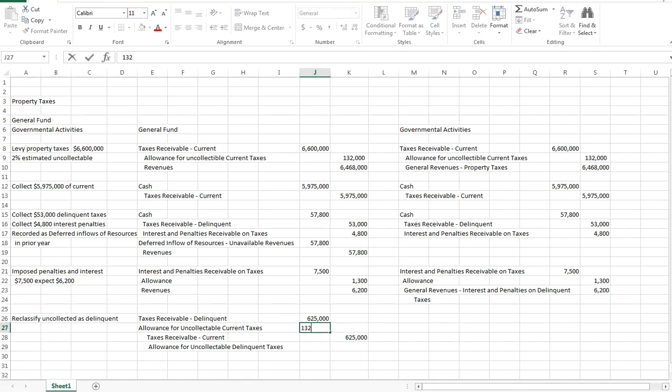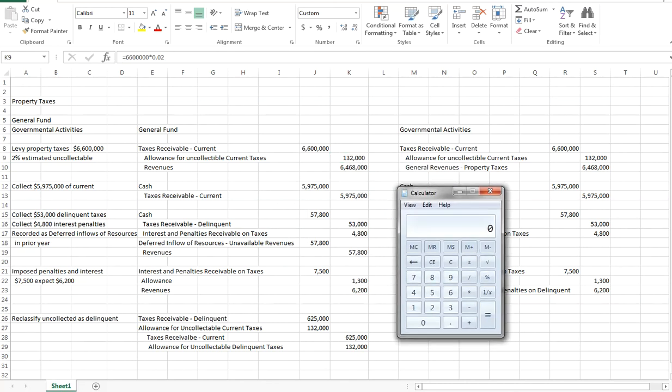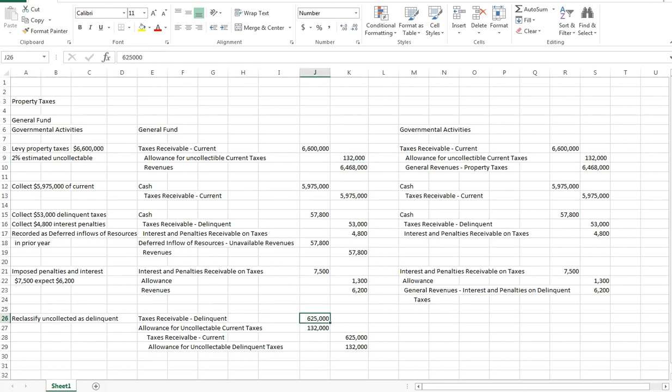And then we're going to take that 132 and we're going to take it out of the allowance for current and we're going to put it into the allowance for delinquent. This is the 132 up here. And the way we got that 625, we had 6,600 in taxes receivable current right here, and then we collected 5975. So that's that 625. We're taking that out of current here and putting it into delinquent.